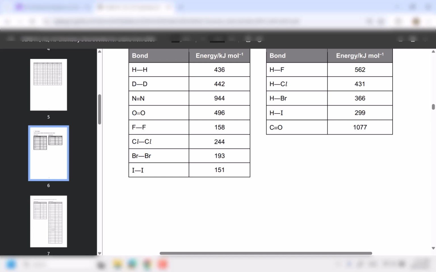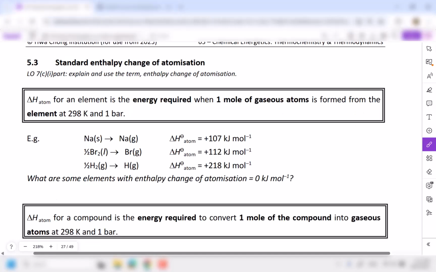Okay, let me check. You see, for example, bromine is 193, right? Yeah, but atomizing to form one mole of bromine atoms is not half of 193. Why? Because bromine at standard conditions is a liquid, it's not a gas. So you still need to incorporate more energy to vaporize it before you homolytically break the covalent bond. So it's not always half unless you are talking about gaseous molecules to begin with.